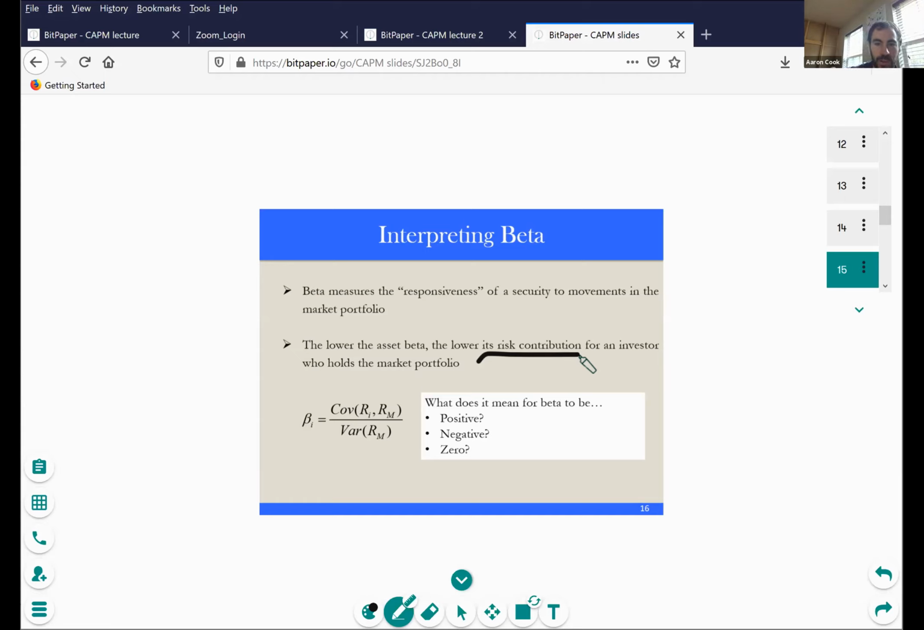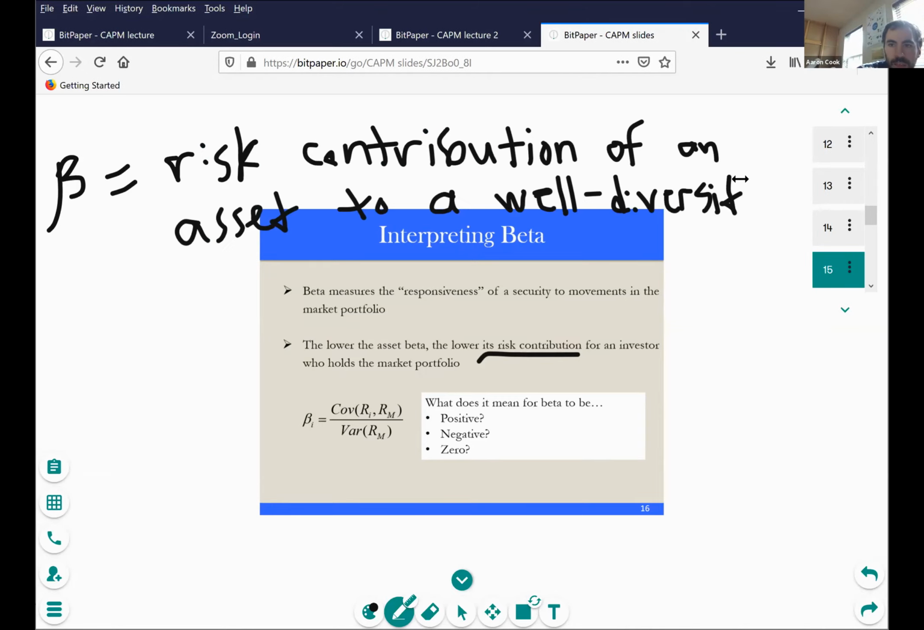So you want to think about this beta as being the risk contribution. It's going to be the risk contribution of a particular asset to an already well-diversified market portfolio.